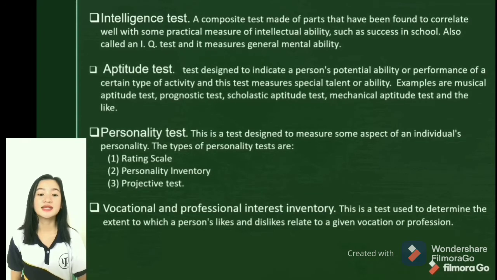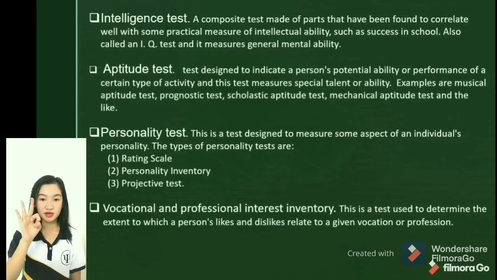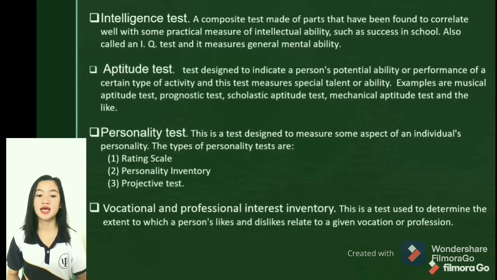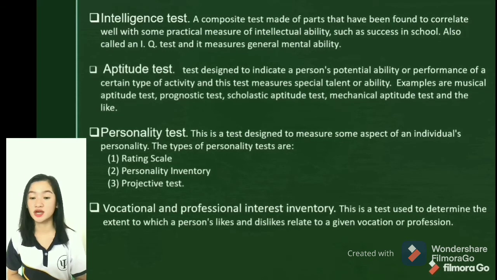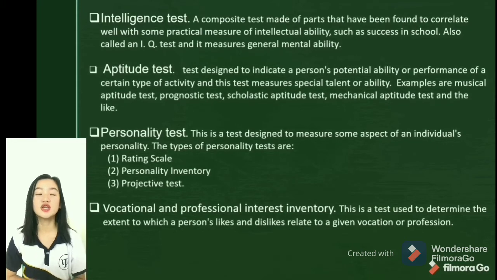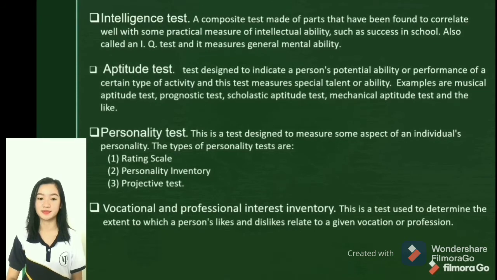The third one is the personality tests. This is designed to measure some aspect of an individual's personality. There are three types of personality tests. The first one is rating scale, second is personality inventory, and the third is projective tests. A rating scale is a measure used in evaluating products, attitudes, or other characteristics of instructors or learners. The usual form is an evaluation carrying some suggestive points for checking.